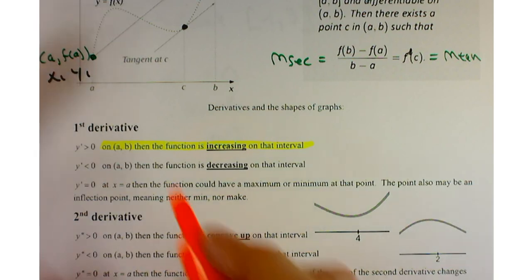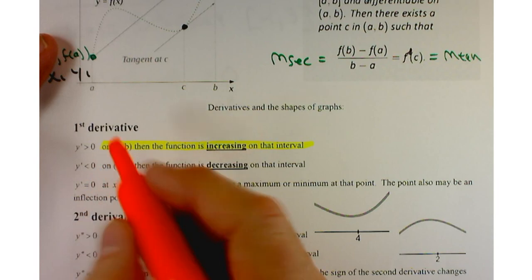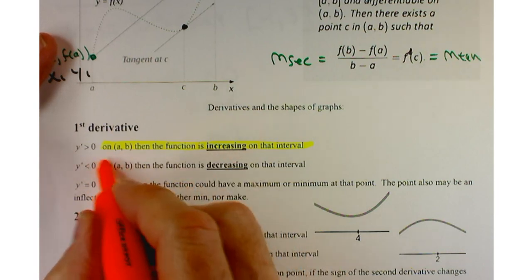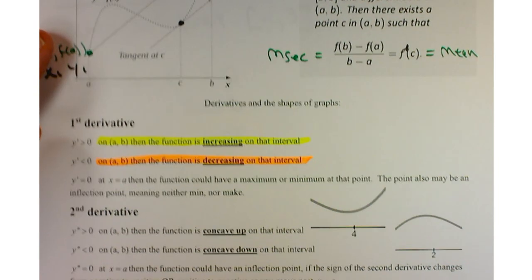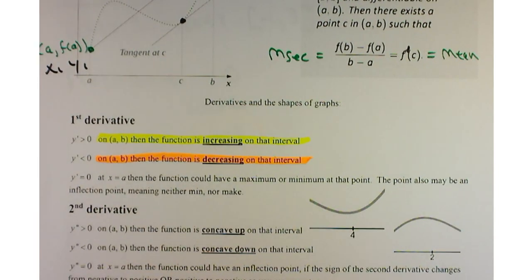What about if the first derivative is negative? Well, if the first derivative is negative, then the function's decreasing on that interval. And if y prime equals 0, then we have either a maximum or a minimum point. So, wow, okay, great.